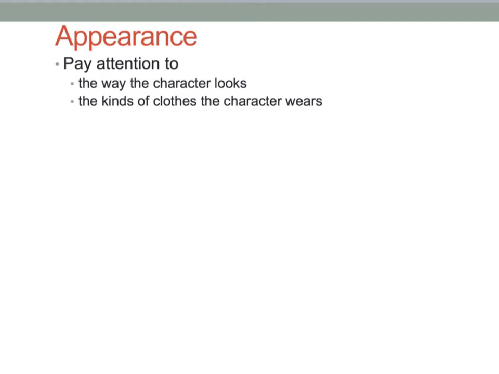Next, we have appearance. We pay attention to the way the character looks, the kinds of clothes the character wears. If a character is wearing a suit all the time, we might assume that that character has money. And then just the opposite of that, right? If we come across a character that is constantly in rags, it could indicate some type of poverty.